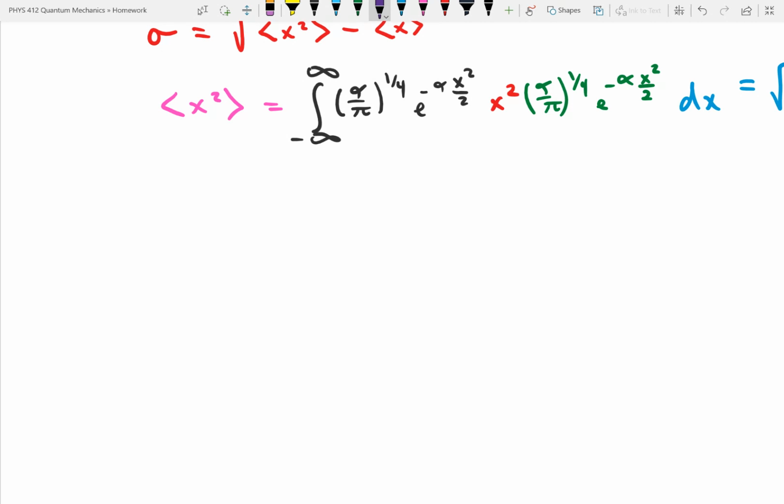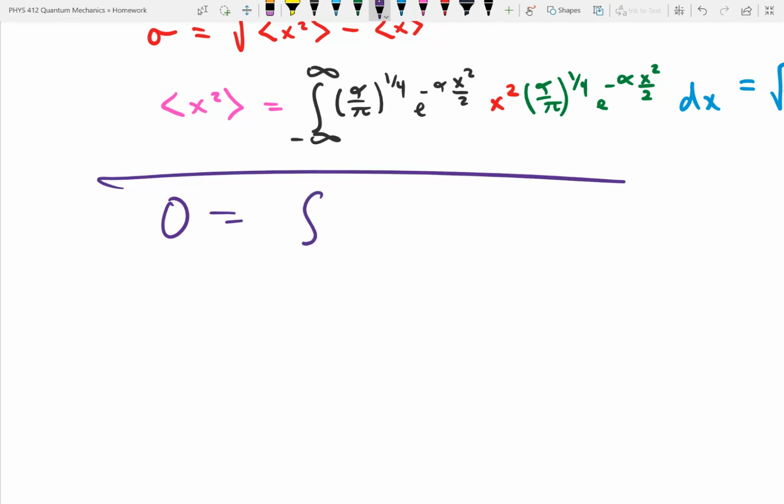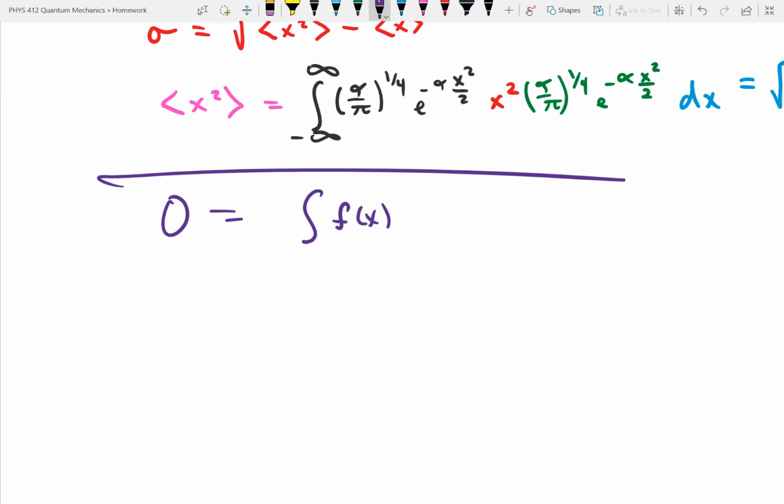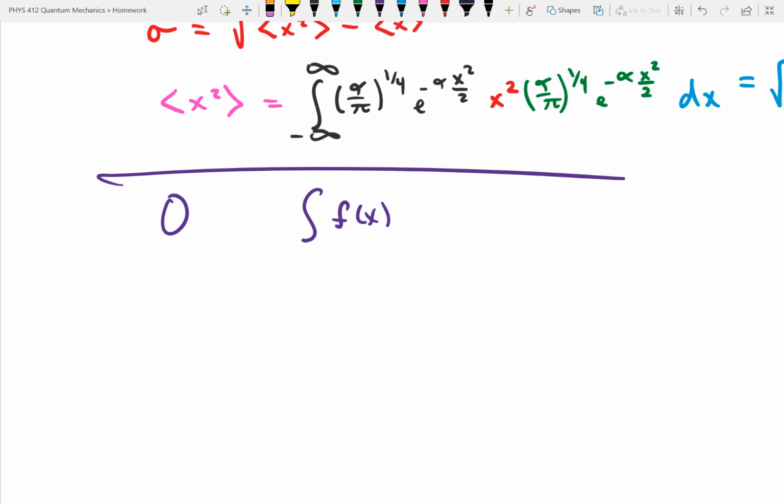Well, here's one I can at least think up. Let's say the operator acting on f of x is equal to the integral of f of x dx. Let's just take that. Since we have derivatives, all of our operators are either going to be x times something or derivative or something like that. So let's just try this one.